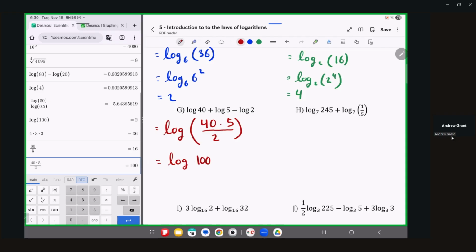And since we're dealing with log, no base, so it's base 10, this is the same thing as log of 10 to the power of 2, which is going to be just 2. Okay, what about 20? For h, we have log base 7 of 245 plus log base 7 of 1/5. No problem.